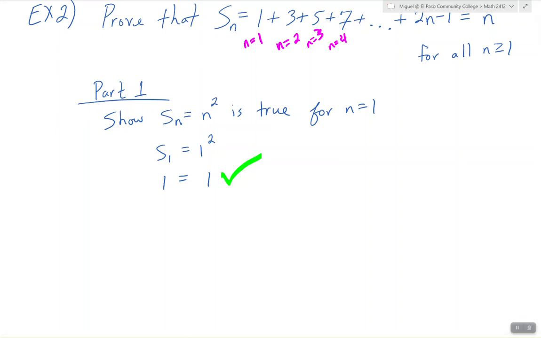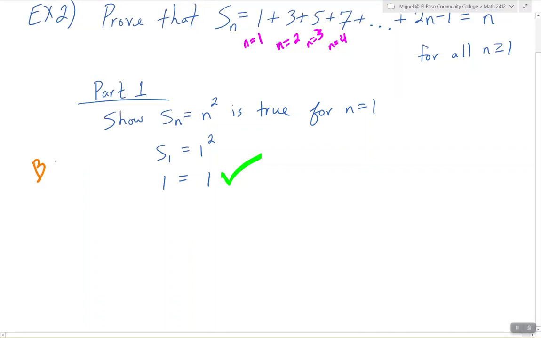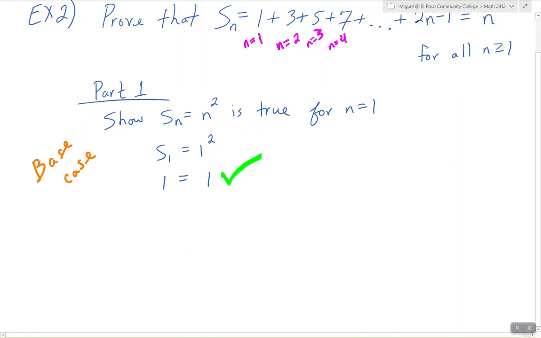So first we show the first case works. They call it the base case sometimes. So we're showing the base case works. And what this is doing is it's setting up our proof. So this is a good way to start because we're showing that it works for n equals 1. And now in the second part, we're going to show that it works for, think of it as n plus 1. So whatever n is plus 1. So if we show that it works for the next one, then that means it works forever, right?